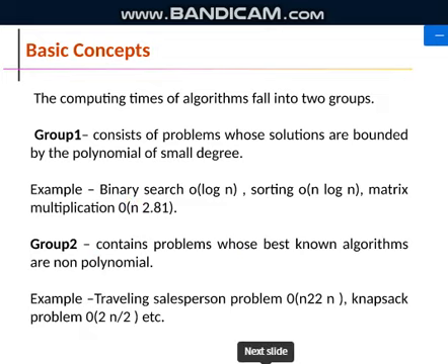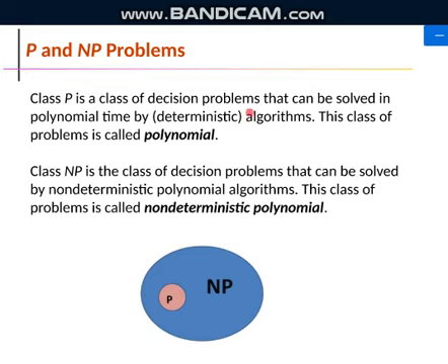Okay, so here this diagram states that this is non-deterministic polynomial, NP, and this is the polynomial. So the polynomial functions are a subset of the non-polynomial functions. Okay, we will see what is deterministic and what is non-deterministic. So this is just the definition. So P is a subset of NP. Okay, so let us see what this is.